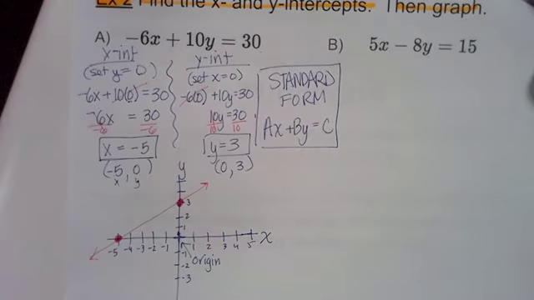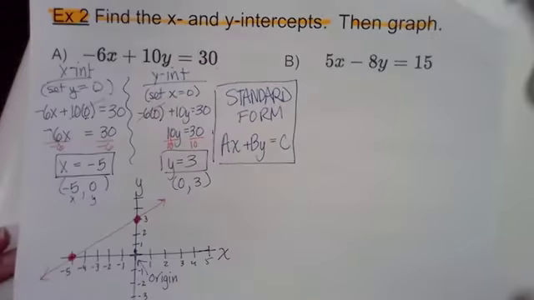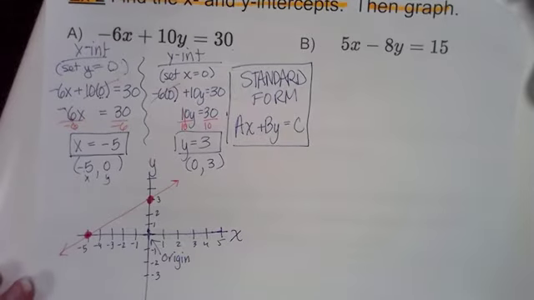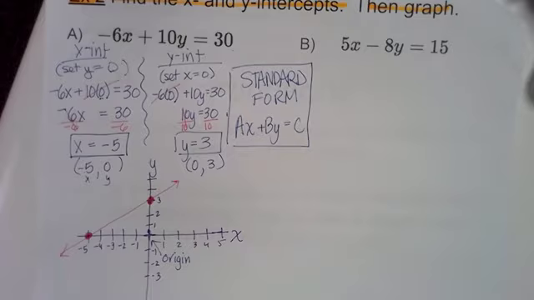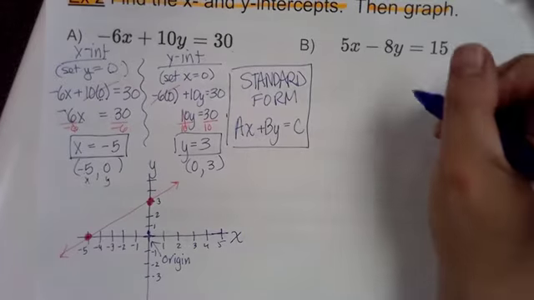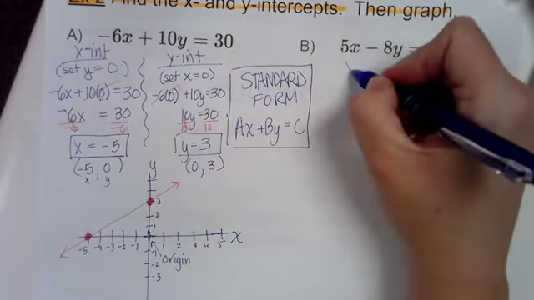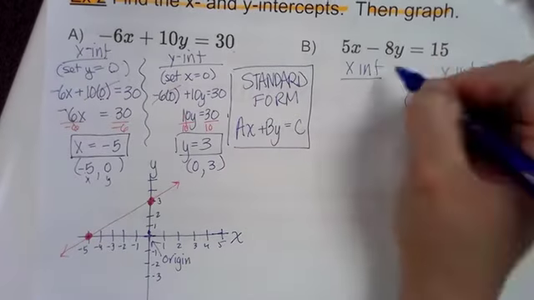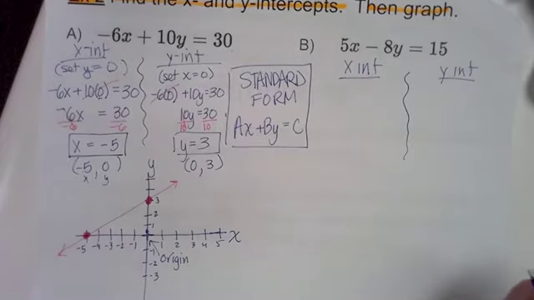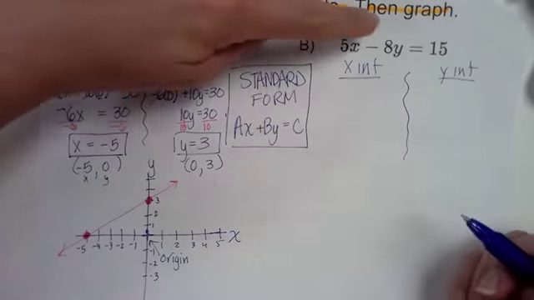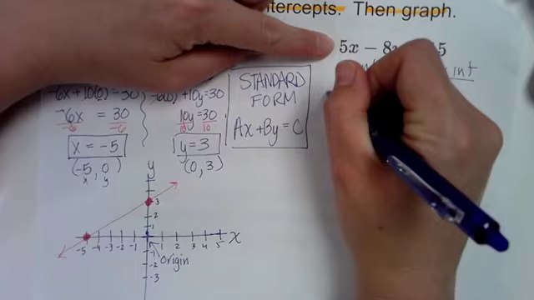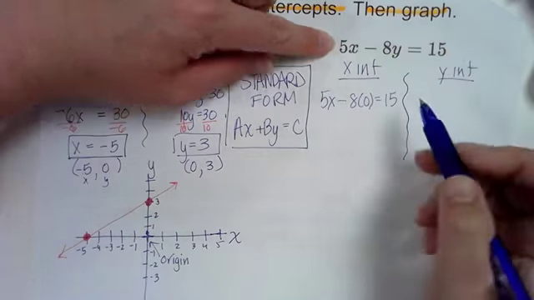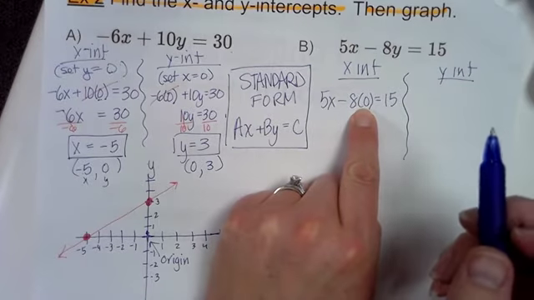All right, let's try another. We have 5x minus 8y equals 15. We want to find the x-intercept and the y-intercept. How do you find the x-intercept? Set y equal to 0. So we would have 5x minus 8 times 0 equals 15. We're plugging in a 0 for y.